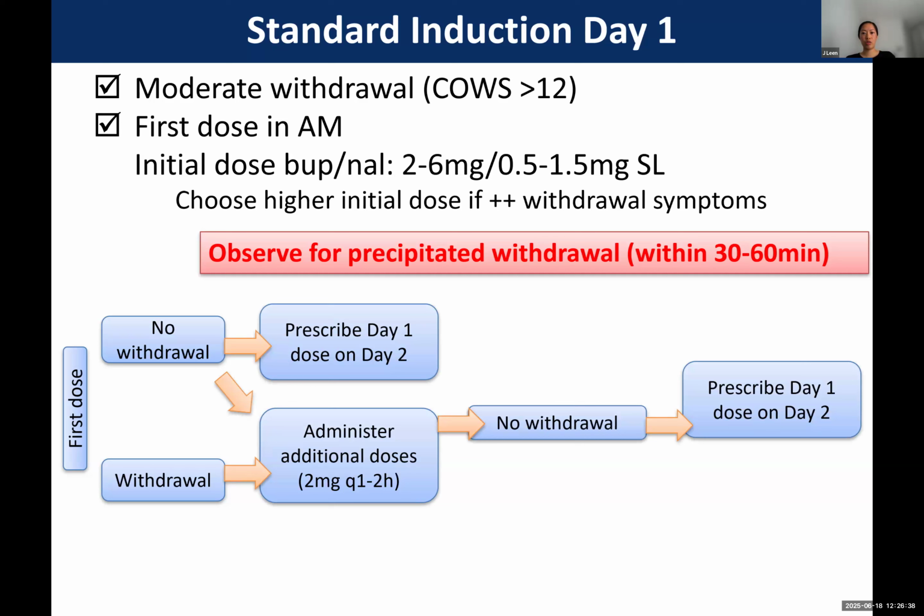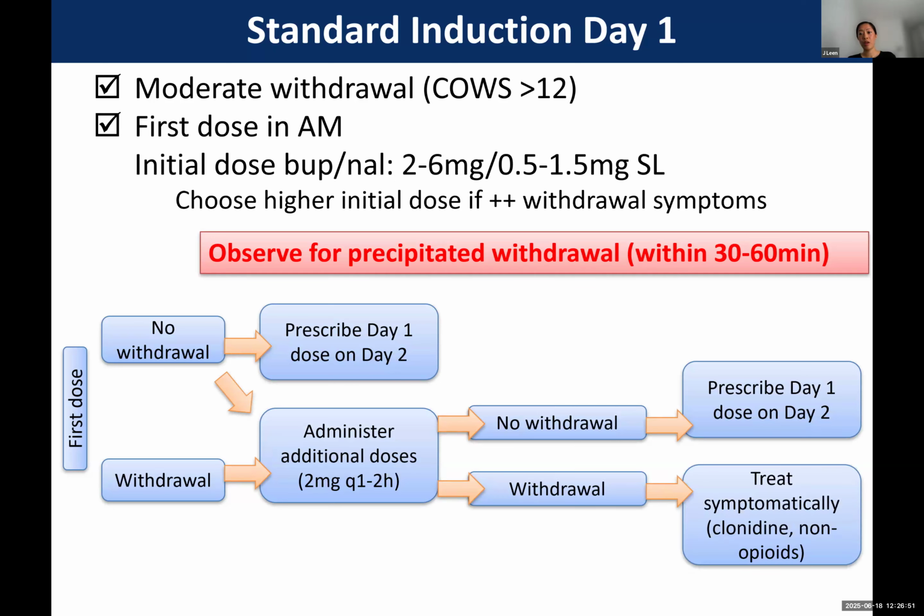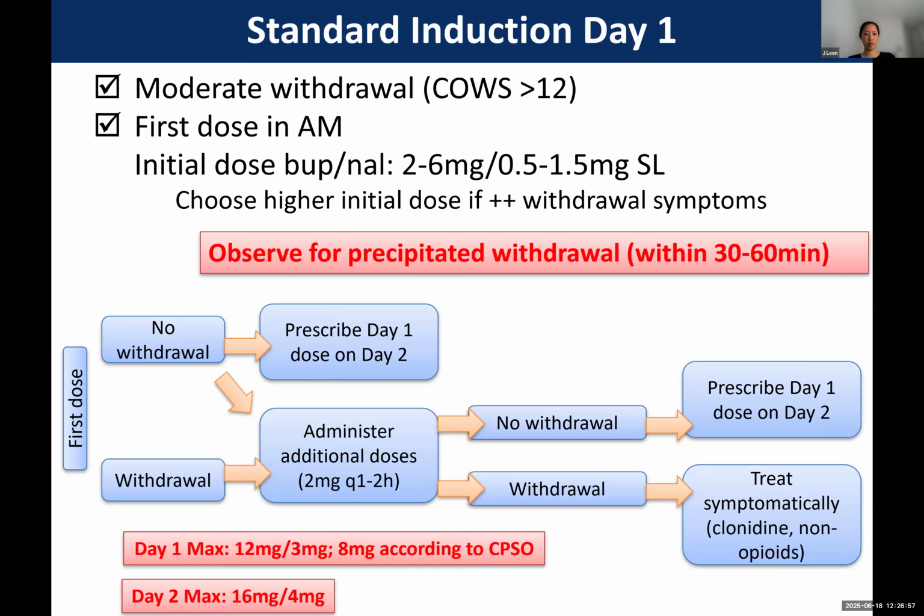Again, the clinical picture will look like the patient is in no withdrawal after you give additional doses. If so, then you can just prescribe that the following day, or they could be in withdrawal. And if you reach the daily maximum, then you treat them with other non-opioid medications to treat the withdrawal.